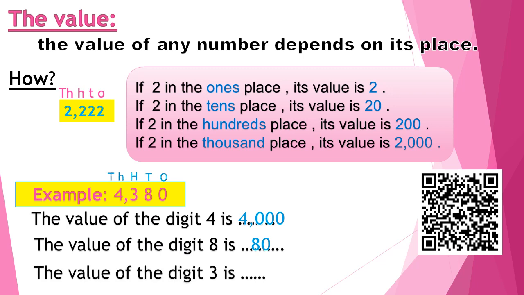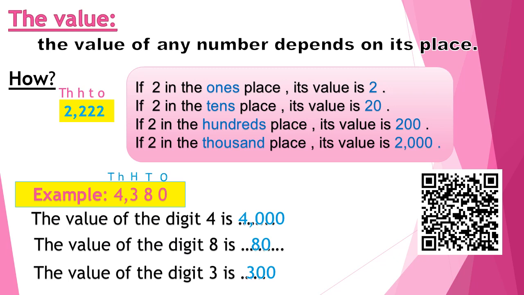The last question, the value of digit 3. Digit 3 in which place? In hundreds. How many zeros for hundreds? I will give 2 because it's in hundreds. Do you remember number 100? How many zeros in number 100? 2 zeros. So 3 in hundreds, it will be 300.